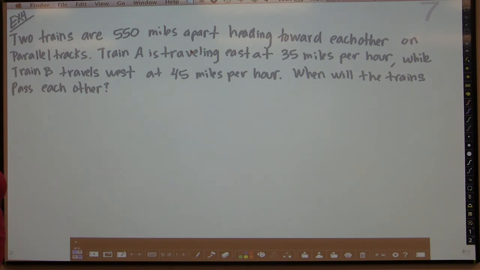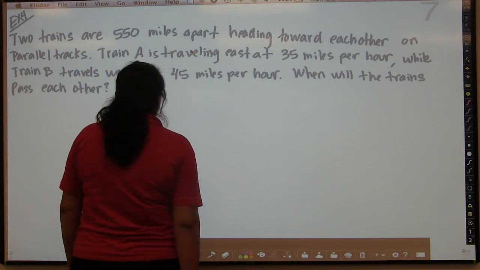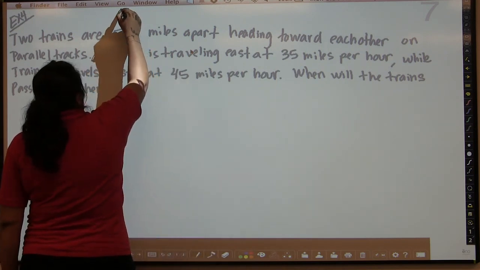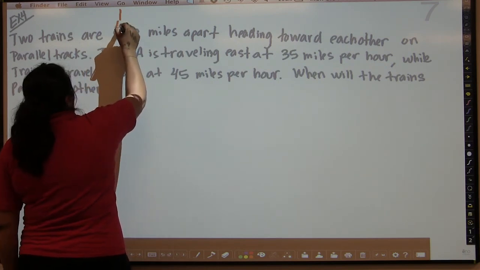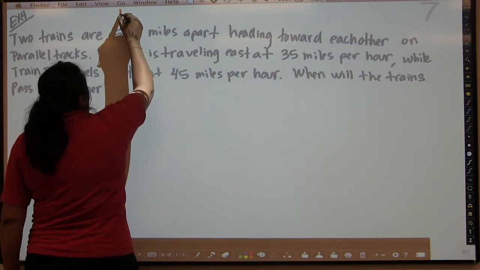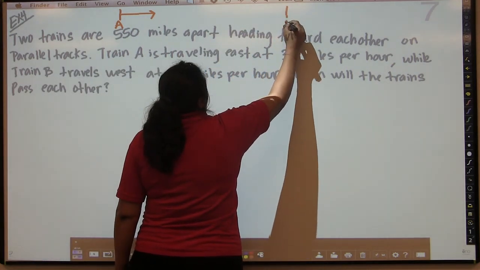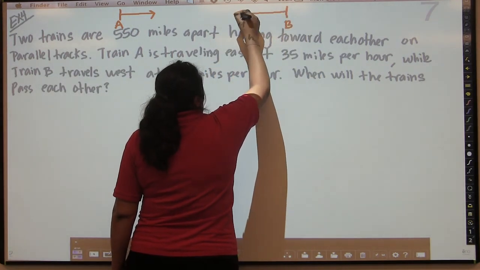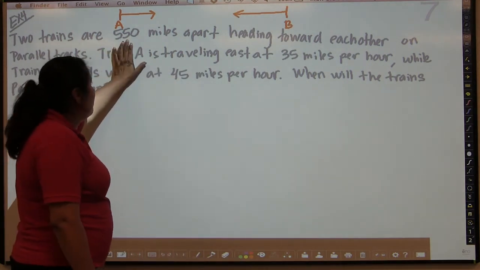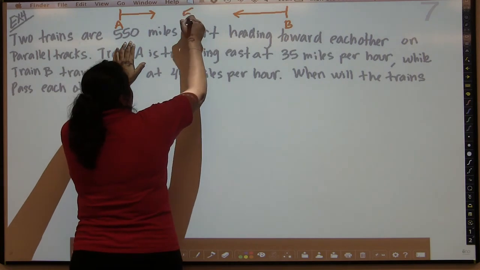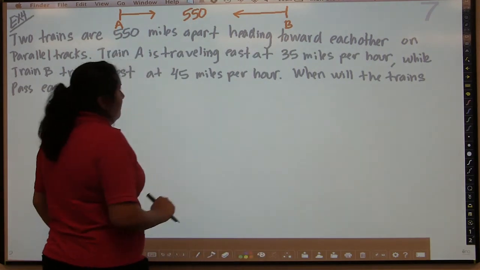2 trains are 550 miles apart. So the easiest thing to do right here, before I even go any further, is just draw a diagram. So here is train A, traveling east, going this way. And then over here somewhere is train B, and he's going that way. Okay? So it says here that 2 trains are 550 miles apart. So the distance that they're apart is 550.